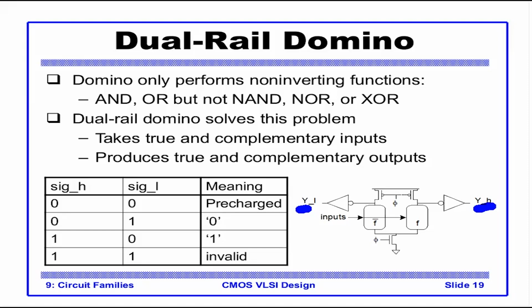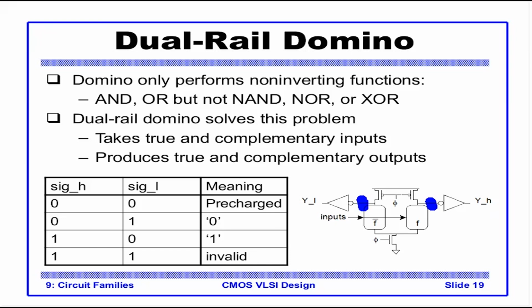So sig H and sig I are nothing but YH and YI. Whenever YH and YI are 0, that means the nodes here are 1. These nodes are 1, that means it is in the pre-charge stage. So whenever pre-charge happens, the nodes I have highlighted in blue get pre-charged, and only in this case the outputs YI and YH are not complementary, but are both 0. Otherwise, during all these stages, they are complementary and they will never become 1 and 1 both. It is invalid, they will never become 1 and 1.